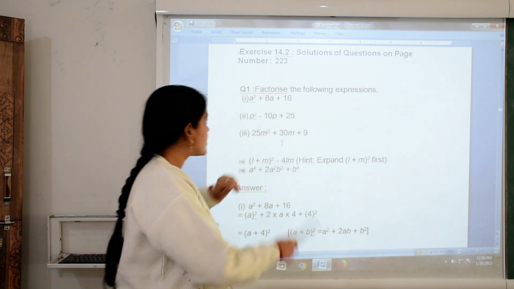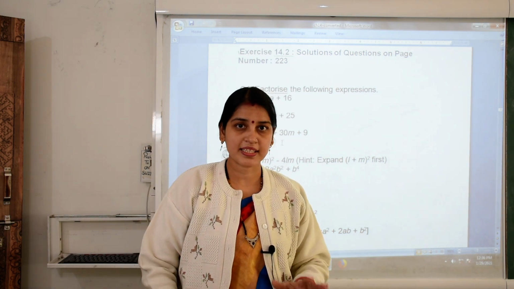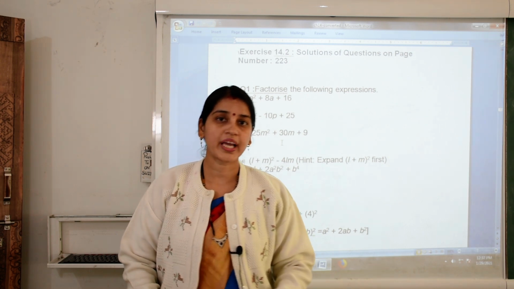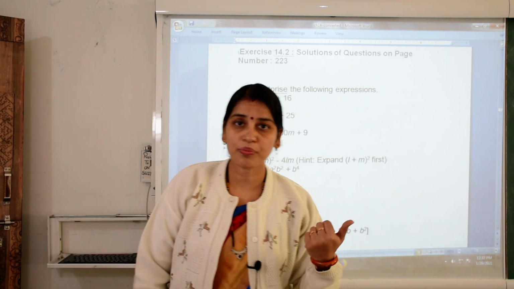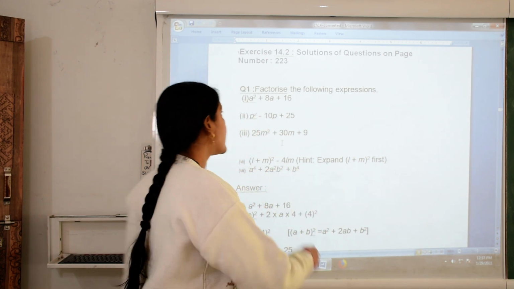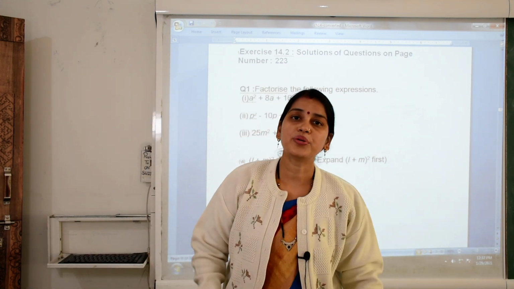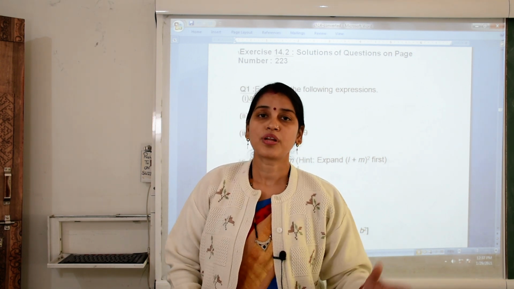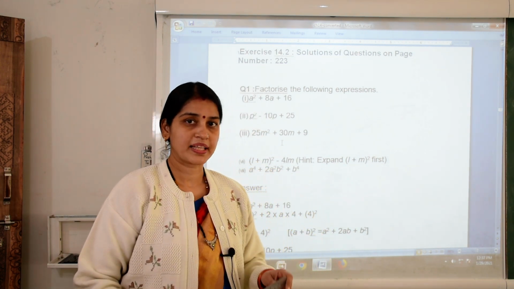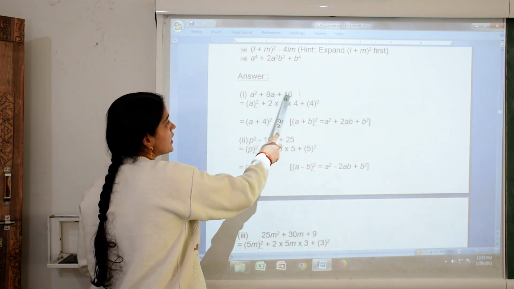Here what you are observing, there is no common variable or constant among these three. If nothing is common, that means we can't use the common factor method. Then the second method we have is the regrouping method. In the regrouping method at least 4 terms are required, but here there are only 3 terms: 1, 2 and 3. It means this sum we can't do with the regrouping method. So now for this we have to apply our third method, that is the identities method. So a square plus 8a plus 16.